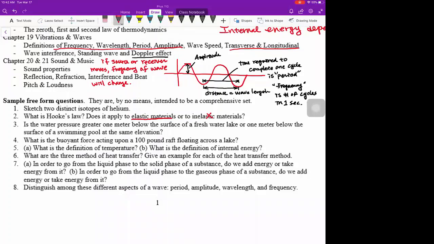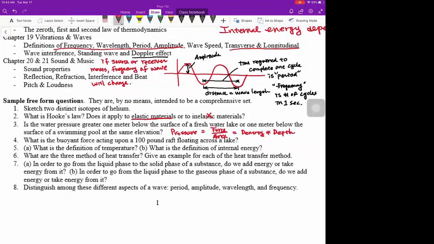Is the water pressure greater 1 meter below the surface of the fresh water lake or 1 meter below the surface of the swimming pool at the same elevation? To answer this question, you have to know how we define pressure. Pressure has two definitions: force divided by the area, and the other one is the density multiplied with the depth.